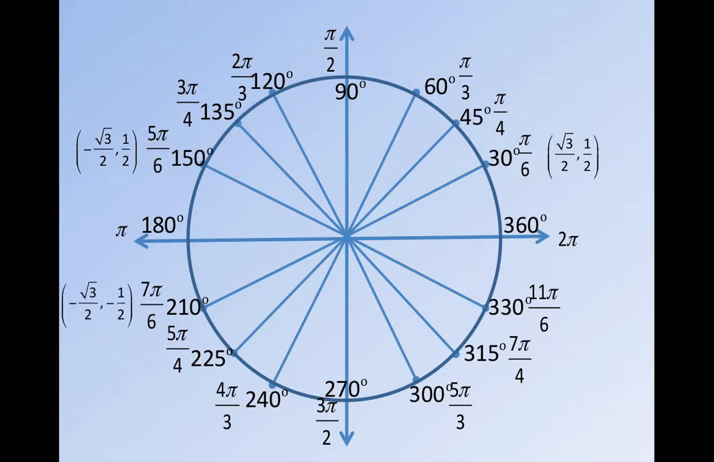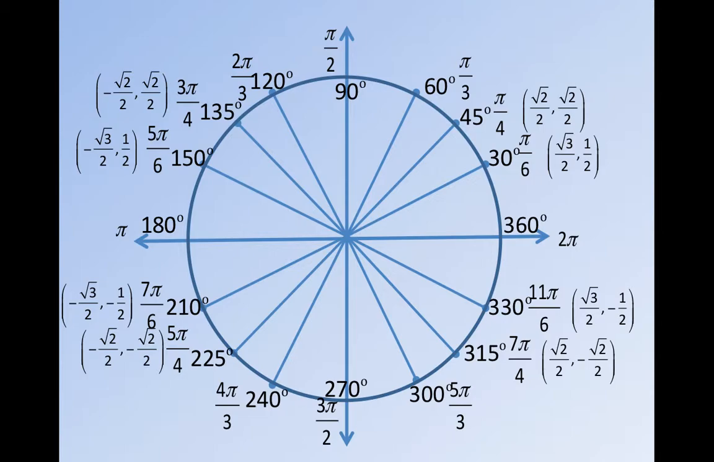When we move on to our 45-degree angle, or our pi over 4, then we have the y is the square root of 2 over 2, which is the sine, and the x is the square root of 2 over 2, which is the cosine. Okay? When we get to our 60-degree angle, our pi over 3, then we have square root of 3 over 2 is the y, and the 1/2 is the x. That's the cosine.